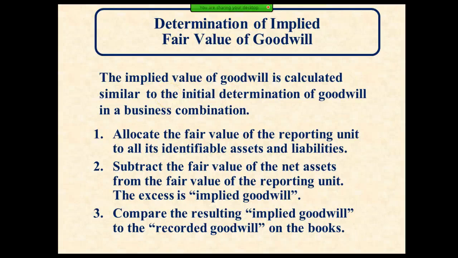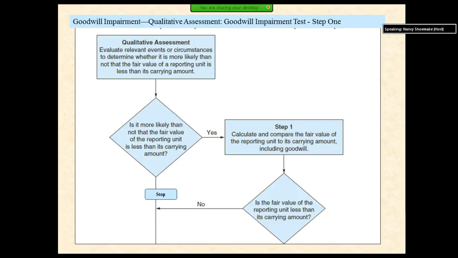We're going to allocate the fair value of all those identifiable assets and liabilities. Then from that, subtract the fair value of the net assets from the fair value of the reporting unit. That difference is going to be implied goodwill. We're going to look at what that implied goodwill is, compare it to what we've recorded goodwill as on the books, and based on that, we may have to write down an impairment.